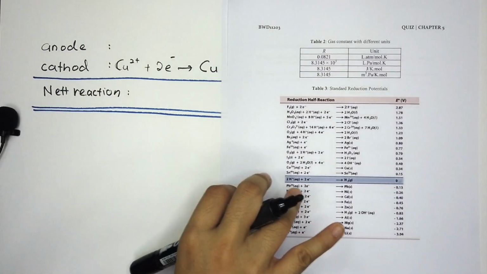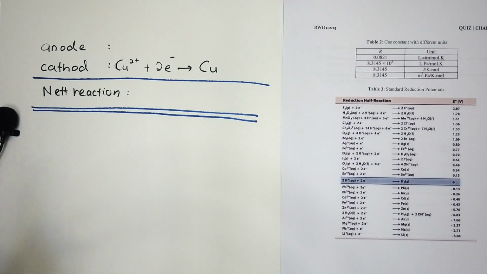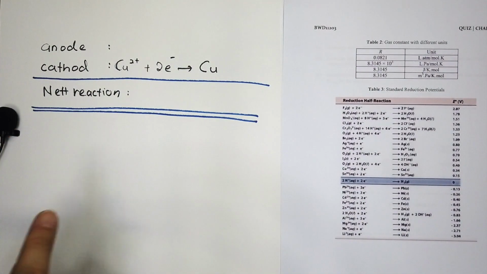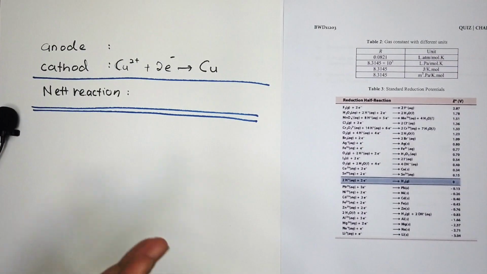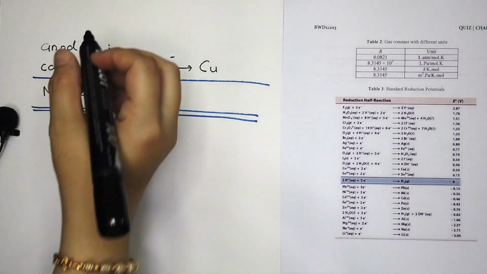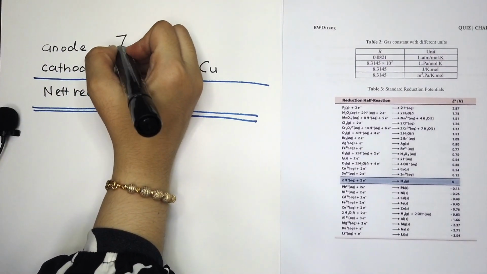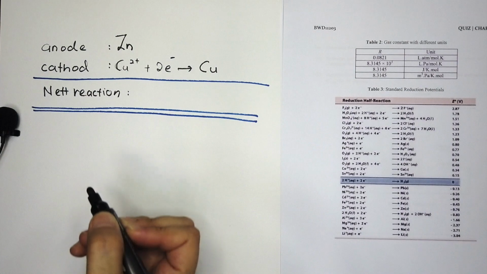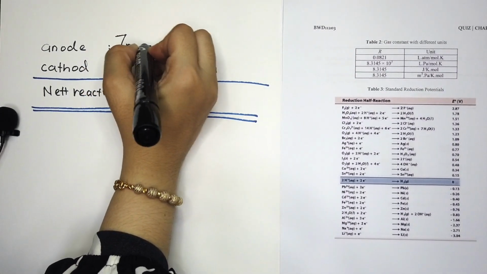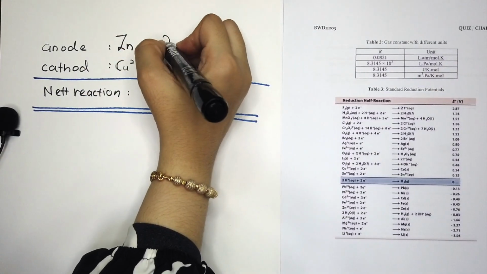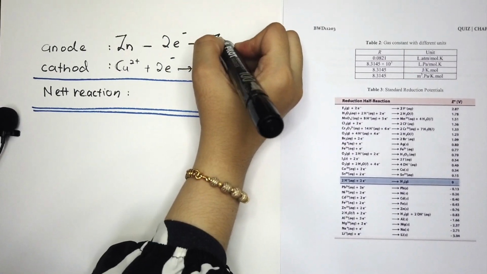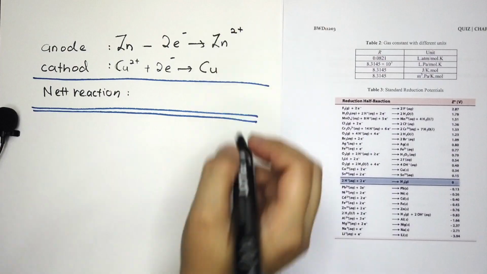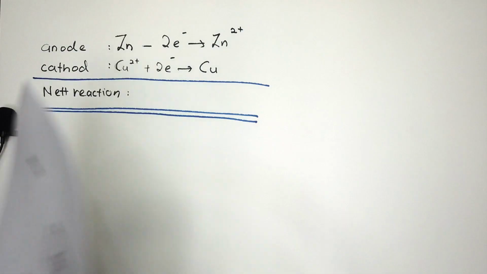But now you should change it to oxidation. So you need to change the position. So instead of writing the reduction, you should write in the oxidation state. So Zn minus 2 electrons shall produce Zn2+.